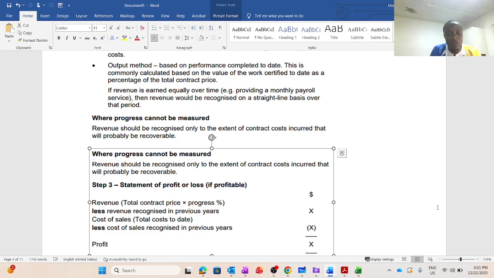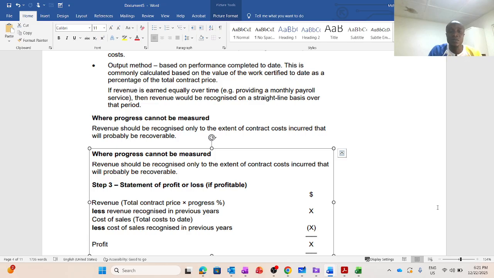If we are going to recognize revenue for year two, we need to exclude the revenue for year one. If we are going to recognize revenue for year four, we need to exclude the revenue for years one, two, and three from the total revenue for year four. So basically, we need to consider that.